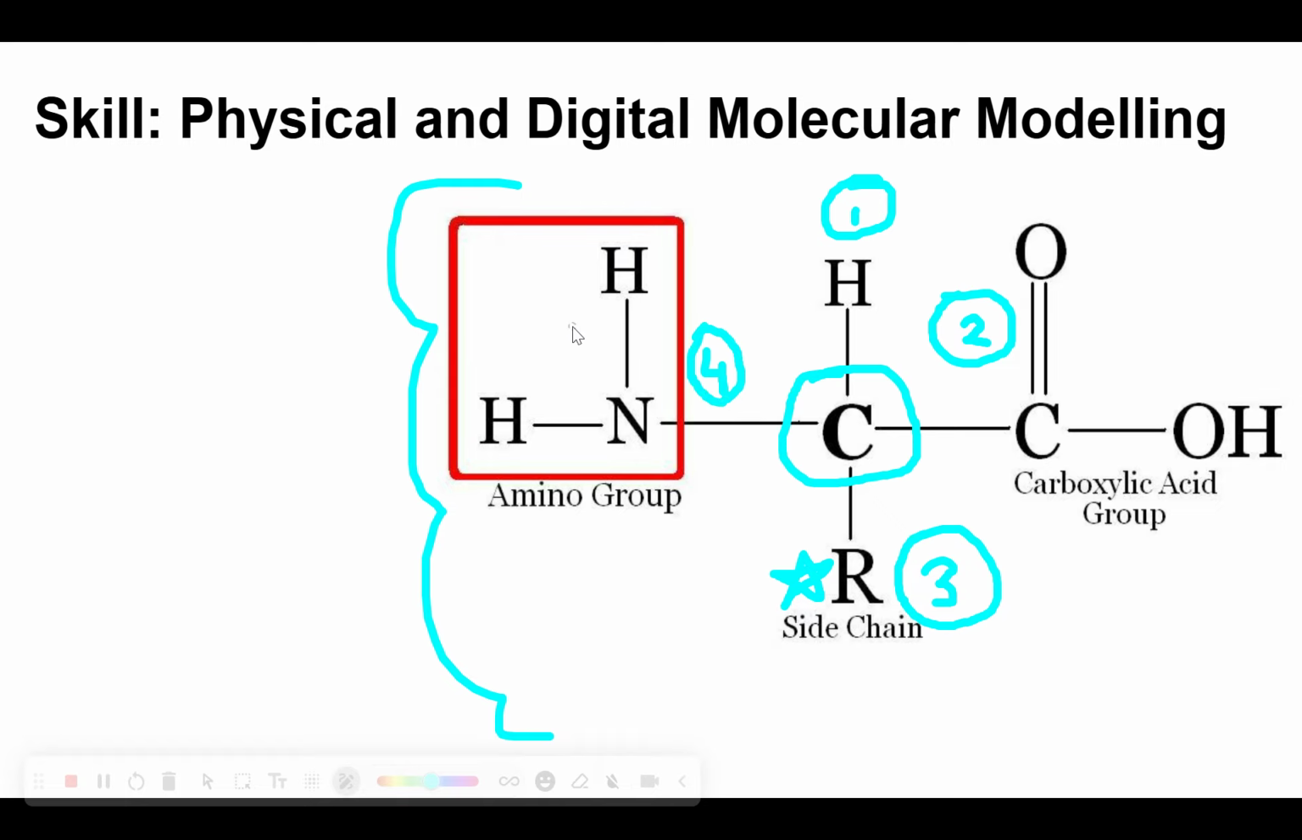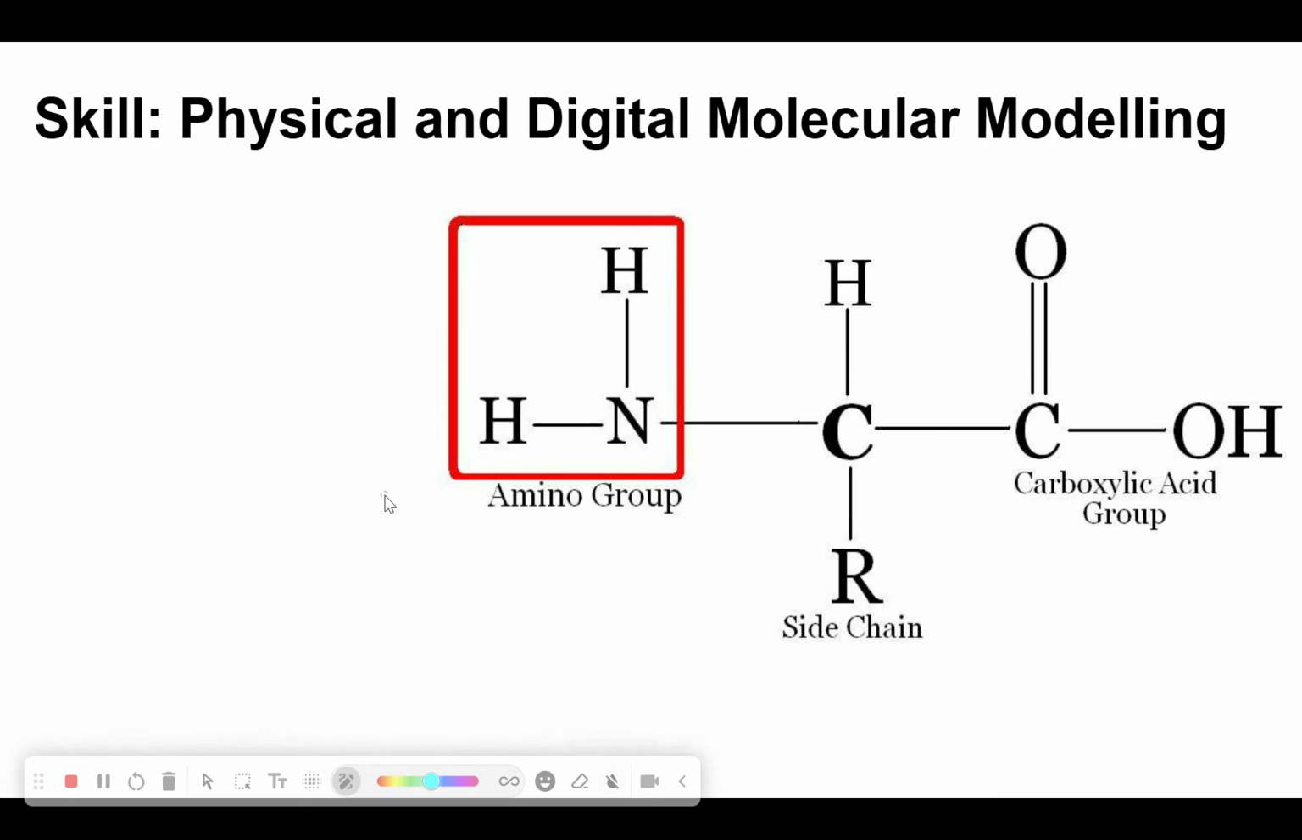So we'll go over how to draw this in more detail in the first section of the content. So let's get started.